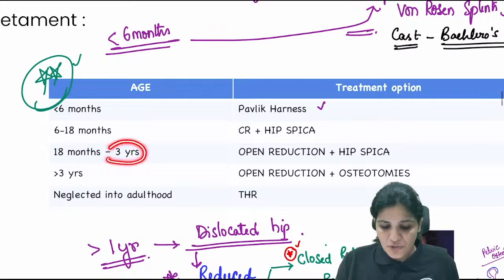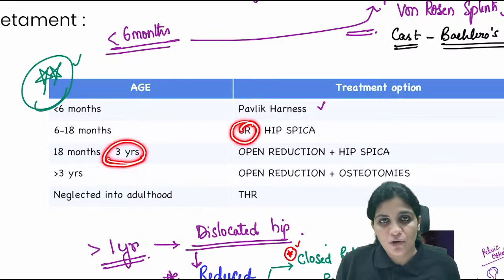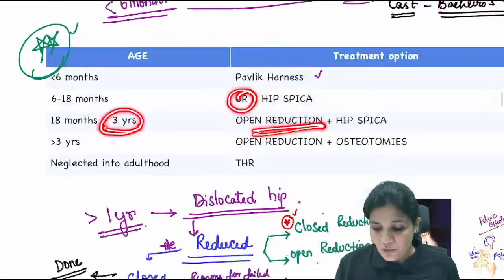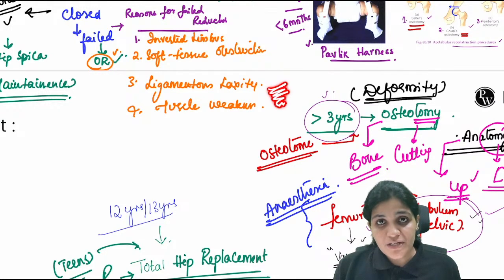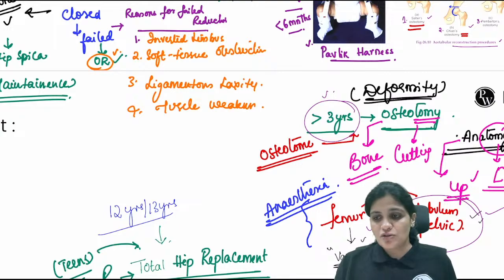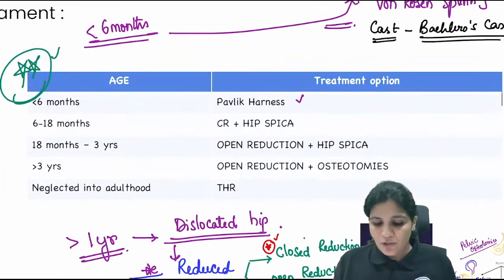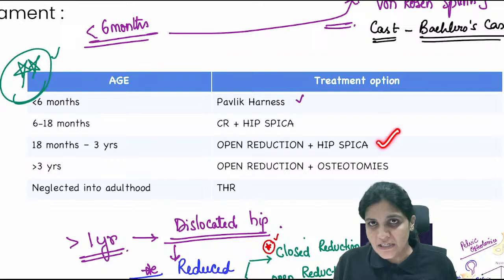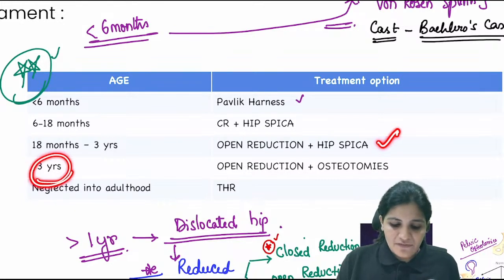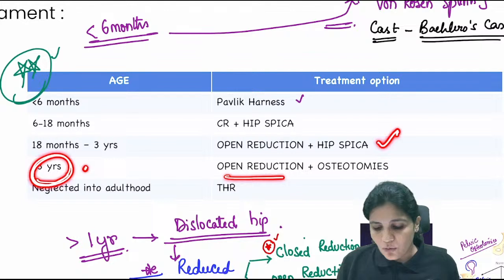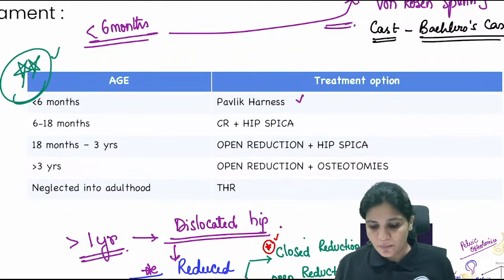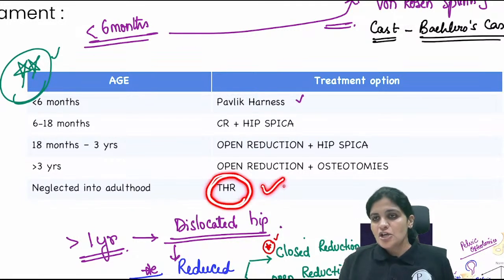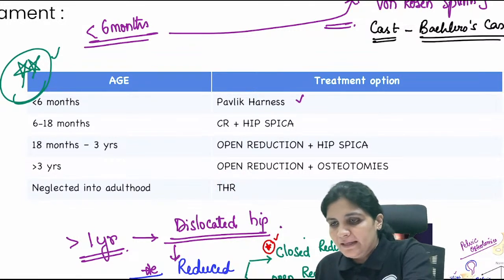And after 18 months to 3 years, or if your closed reduction has failed, you go for open reduction. You cut open and you will find all these faults. It could be an inverted limbus, or some soft tissue obstruction, some ligament which is not allowing it to reduce, or some problem in the muscle. You will tackle all those problems, do an open reduction, and again put the patient in hip spica. And after 3 years, you again go for open reduction or osteotomies. And if it is neglected into the teenage group, then the treatment would be THR, that is total hip replacement. Is that clear? DDH?